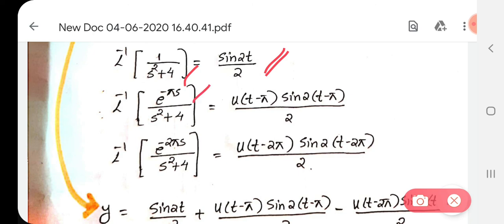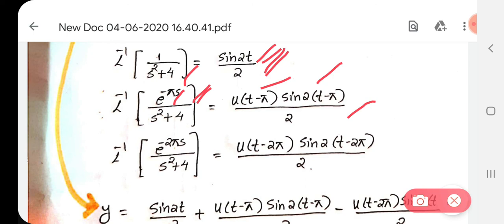L inverse of e raised to minus pi s by s square plus 4. So we use the unit step function. Here a is pi, and the denominator is s square plus 4. So 1 by s square plus 4 is our F of s, and we have f of t is sin 2t by 2. So using the unit step function, the inverse transform of e raised to minus pi s by s square plus 4 is u of t minus pi into sin 2 of t minus pi by 2.